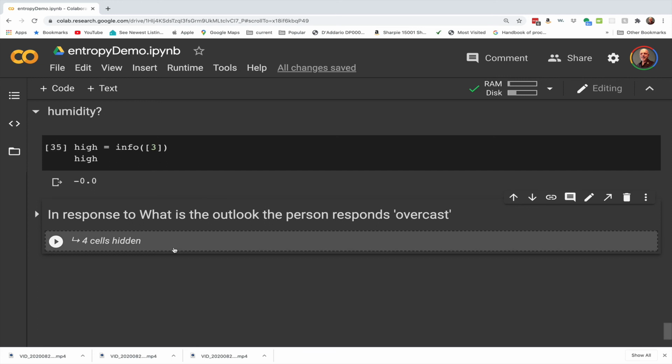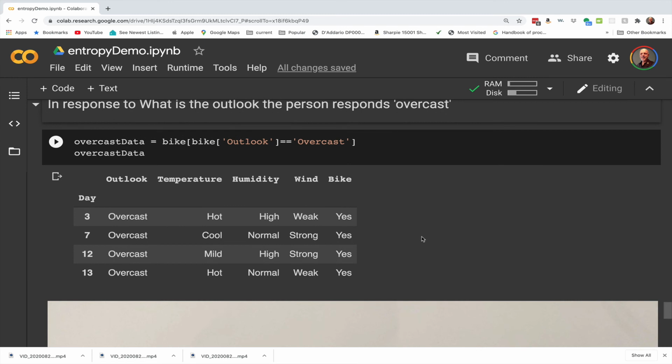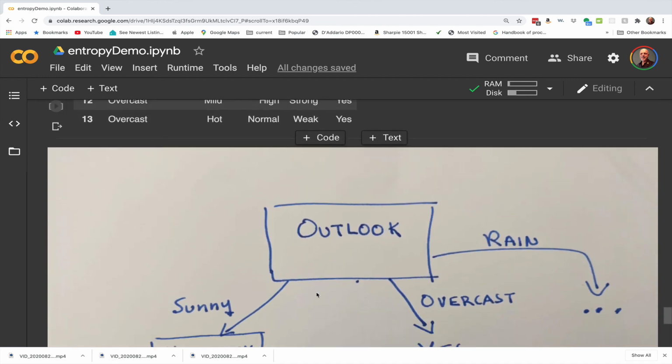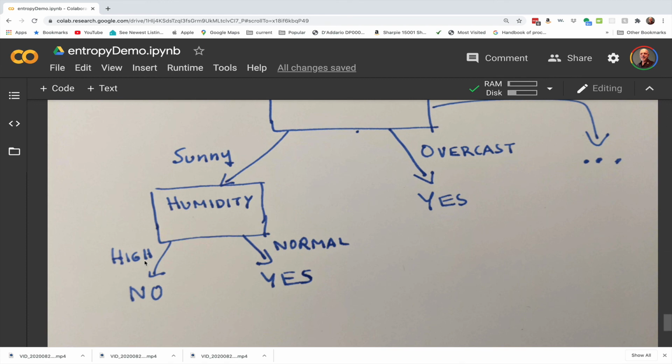Let's just back up a bit, and let's say in response to what is the outlook, the person responds overcast. That's here. And again, we don't have to go any further because every time they said overcast, they biked. So this is what it looks like so far: the first question we ask is what's the outlook? If they say sunny, we computed the next best question to ask is what's the humidity? And we don't need to ask any further questions because it's perfect. As soon as they say high, we know they didn't bike, and if they said it's normal, we know that the person biked.